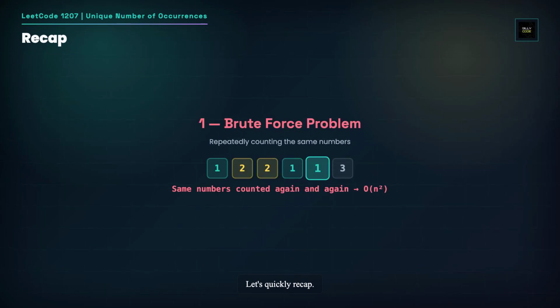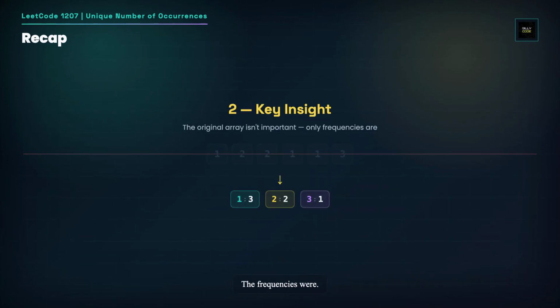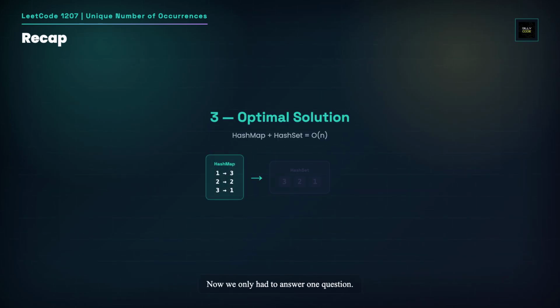Let's quickly recap. The brute force solution kept counting the same numbers again and again. The breakthrough came when we realized that the original array wasn't the important part. The frequencies were. Once we built a frequency table, the problem became much simpler. Now we only had to answer one question. Are all these frequencies unique? A hash set gave us an efficient way to verify that.